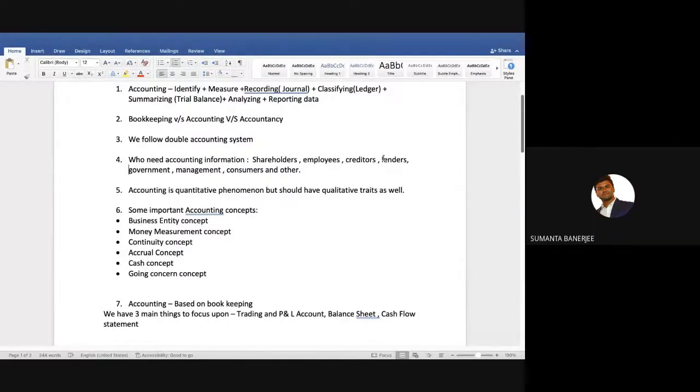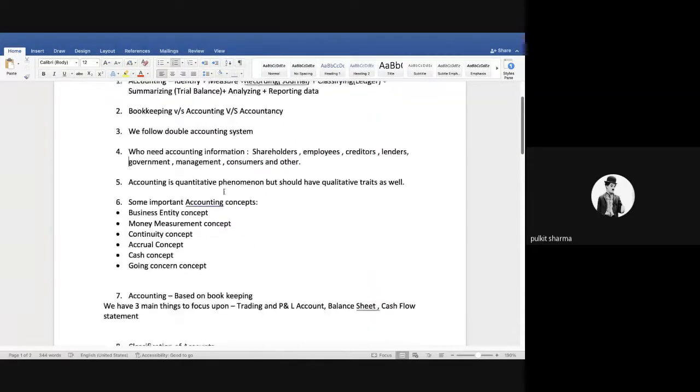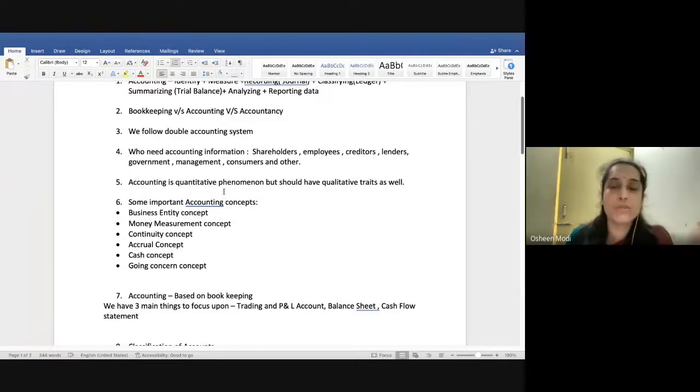Ma'am, a shareholder has a share of this company, and a lender has given the money for growing the business. After a certain amount of time, the lender will get back the amount. They do not have a share in the company. Lenders will get interest and shareholders will get equity, or they will get the dividend. Shareholders get the dividend, lenders get the interest amount.